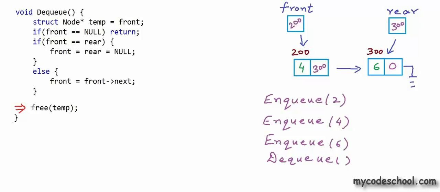We are using some extra memory to store the address of the next node, but apart from that there is no other major disadvantage. I'll stop here now. You can write the rest of the functions yourself, like the front function to look at the element at front, or the is empty function to check whether the queue is empty or not.